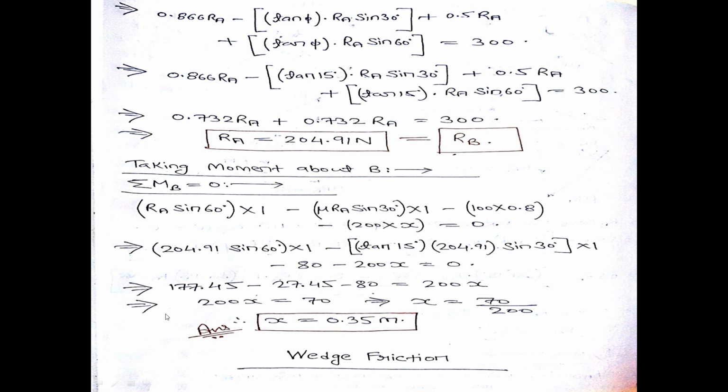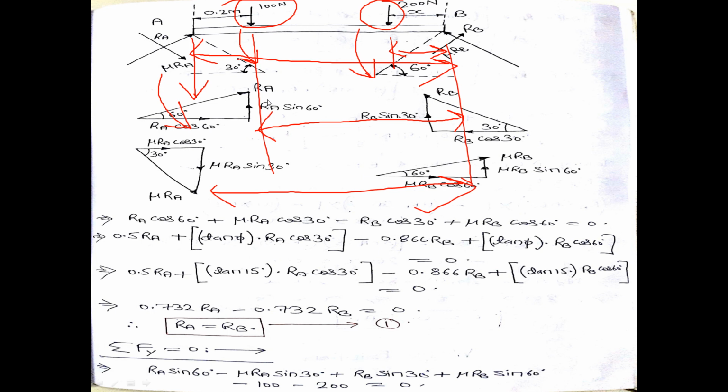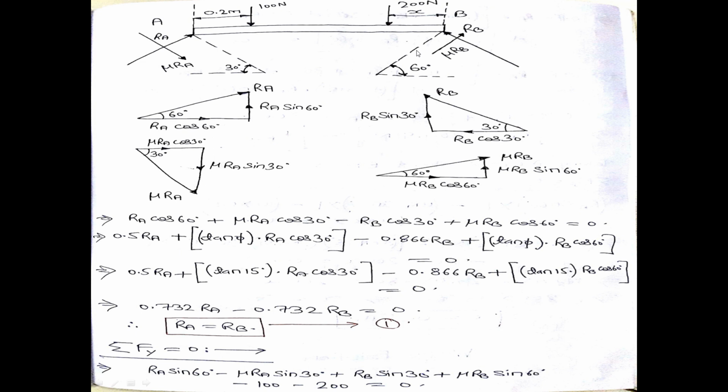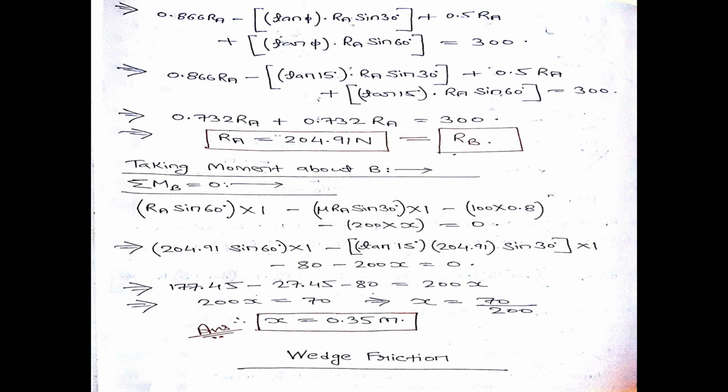If you solve this expression, you will get the value of x, and that x value comes out to be 0.35 meter. That means what can I conclude from this problem? I can conclude that if I keep this 200 Newton force in the downward direction at a distance of x equal to 0.35 meter from end B, then the entire structure will not move. It will be in equilibrium condition. So this is the final answer of this problem.